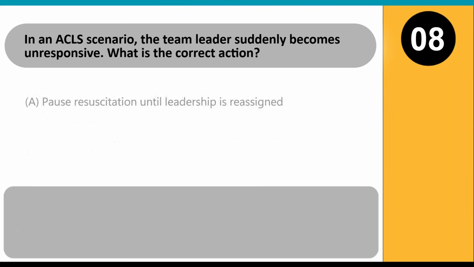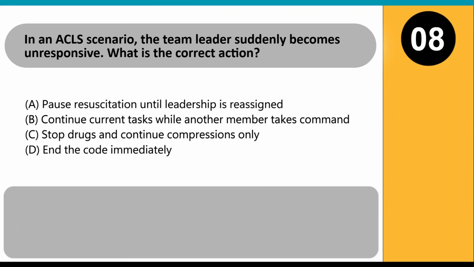In an ACLS scenario, the team leader suddenly becomes unresponsive. What is the correct action? A. Pause resuscitation until leadership is reassigned. B. Continue current tasks while another member takes command. C. Stop drugs and continue compressions only. D. End the code immediately.